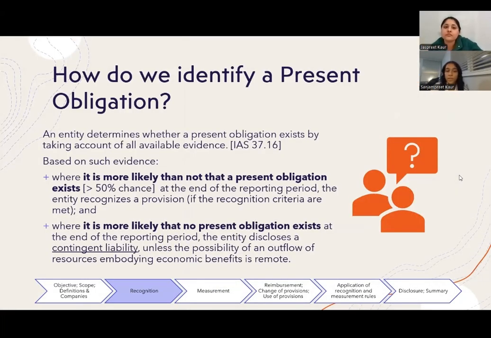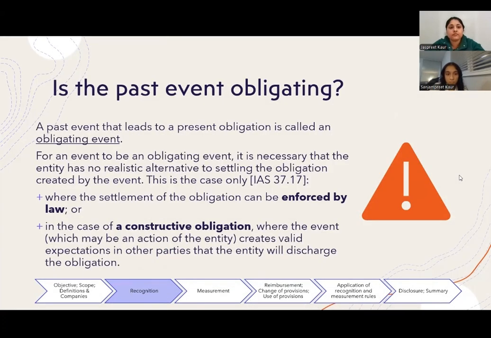So how do we identify the present obligation? We have to gather all the evidence we can, and based on such evidence, if there is more than 50% chance of the present obligation being there at the year end, we have to recognize the provision. However, if the chance is less than 50%, we have to recognize a contingent liability instead. Can we have the next slide, please?